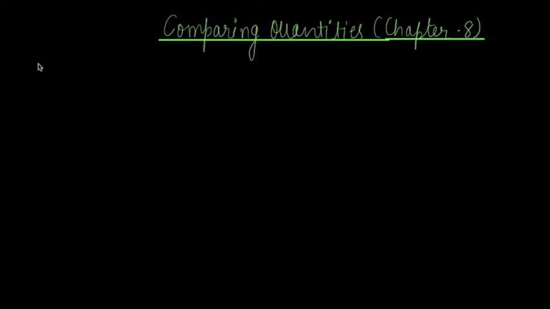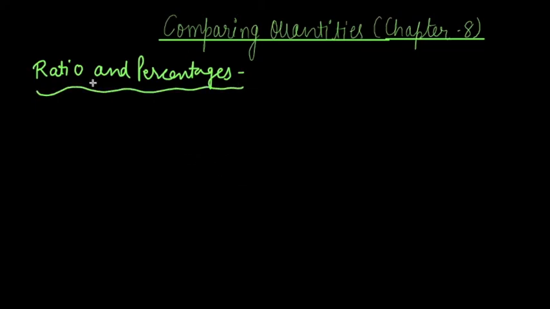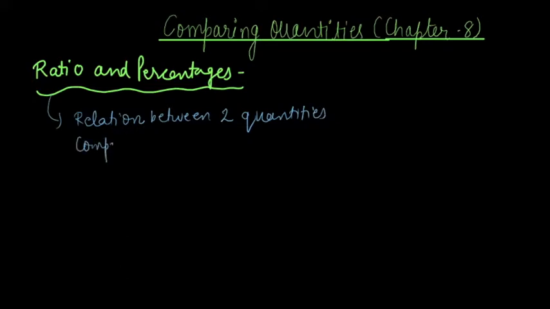Let's revise the basics which we have done in grade 7 as well. So the first topic which comes is ratio and percentages. Okay, so let's understand what are these two terms. So what do you mean if I say the ratio? Ratio is basically a relation between two quantities, or we say comparison between two quantities. That is the ratio, right?